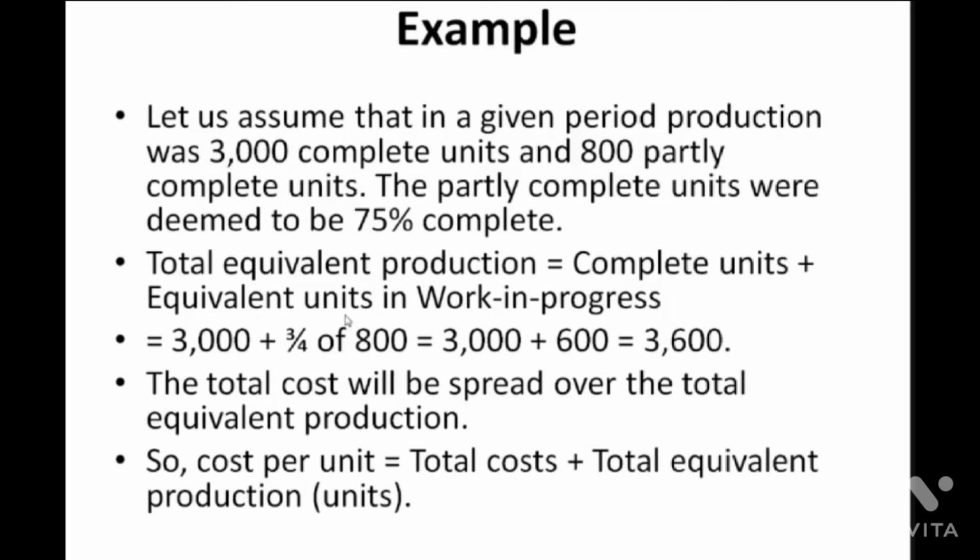Okay, so production is actually 3800 units, but 800 is not completed fully, right? That is completed 75%, and that's why that will be equivalent to 600 finished goods. So the total completed units is 3600 units. Getting it? And the total cost will be spread over the total equivalent production. Then we divide the total cost by the equivalent production to calculate the cost per unit. So the cost per unit is equal to total cost divided by total equivalent production.